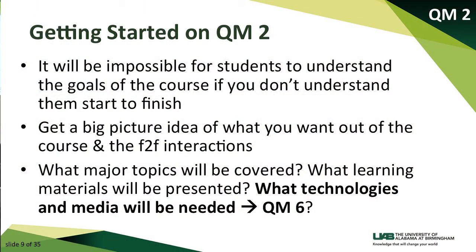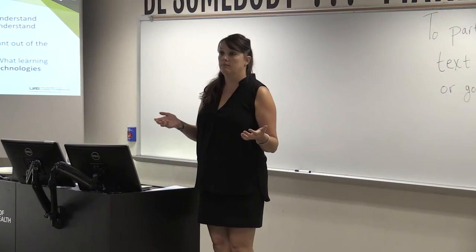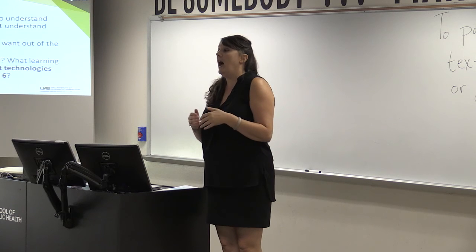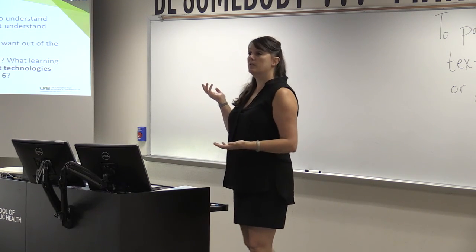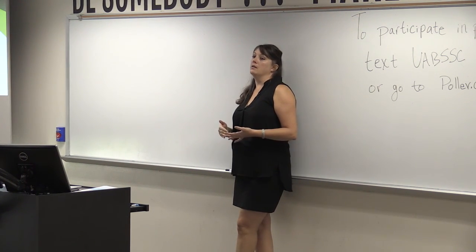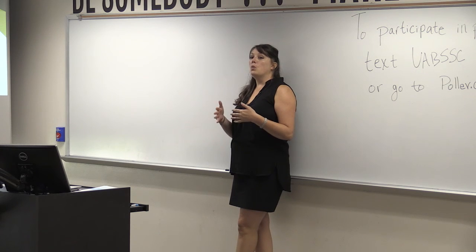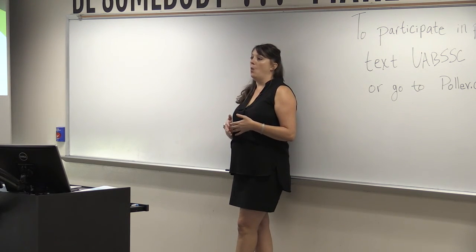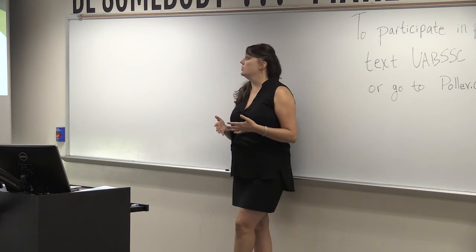So getting started on QM2 on the second rubric, this is sort of the objectives of the class. It is impossible for students to understand the goals of the course if you don't understand them start to finish. So I think, I have good teaching scores. My class seems fine. Why do I need to monkey with this? Well, the thing is that once I started going through this, I realized that there were a lot of things that could have been made much more clear for the student so that I wasn't constantly answering questions about why. Why do we have to do this?